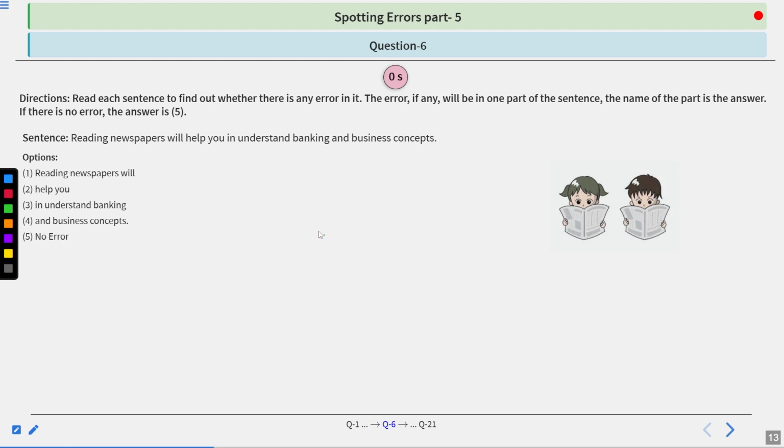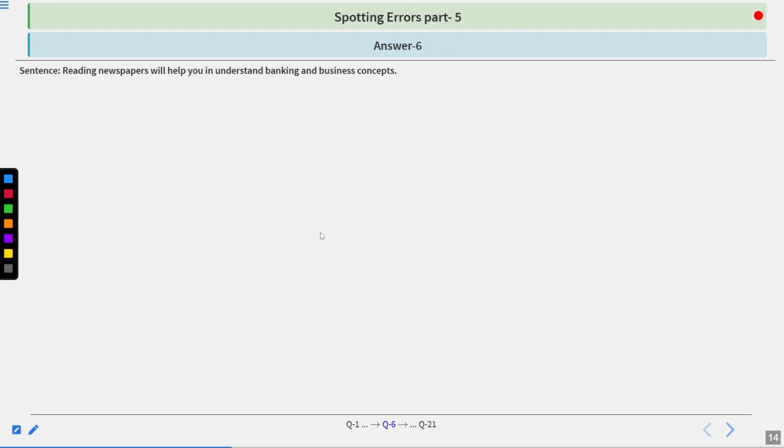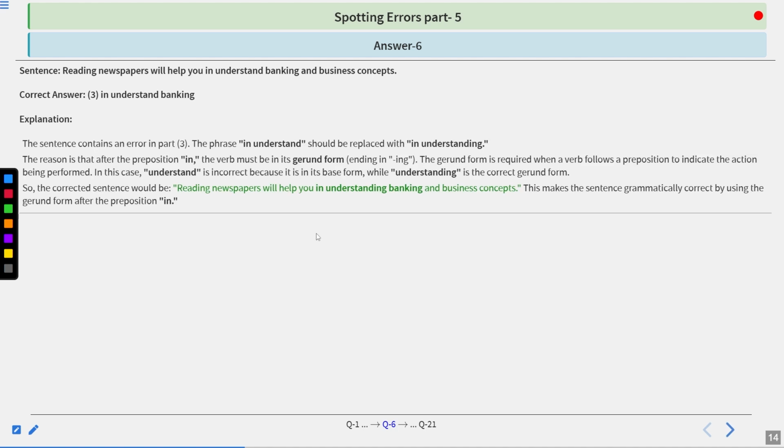I hope you have answered. The correct answer is in understanding banking, option number 3. Let's look at the correct explanation. The sentence contains an error in part 3. The phrase in understand should be replaced with in understanding.